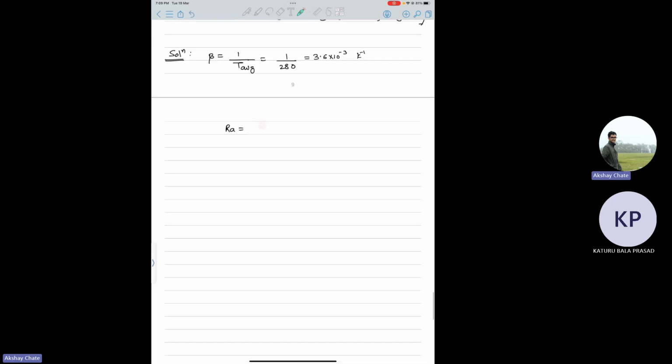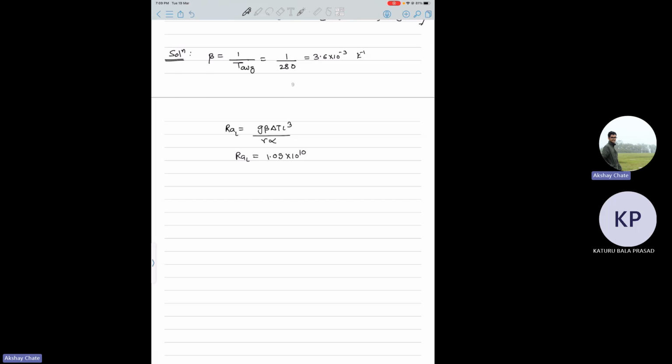So it will be g beta delta T L cube by kinematic viscosity into thermal diffusivity. So all the things are known now, beta is also known. So if you put those things here, you should get Rayleigh number for your whole plate length as 1.09 into 10 to the power 10.